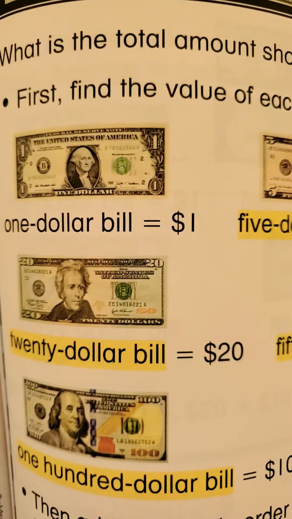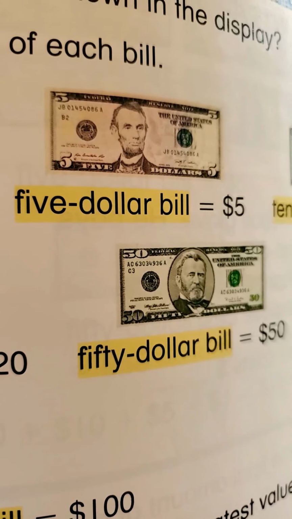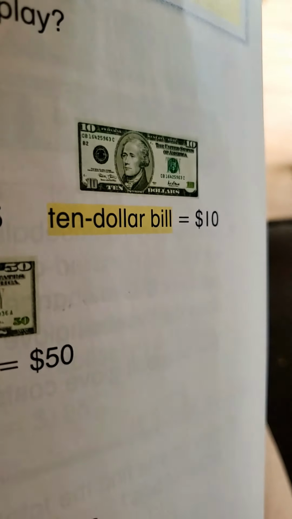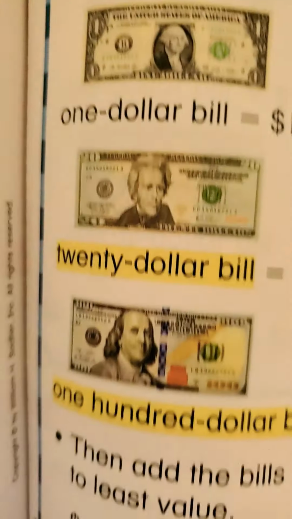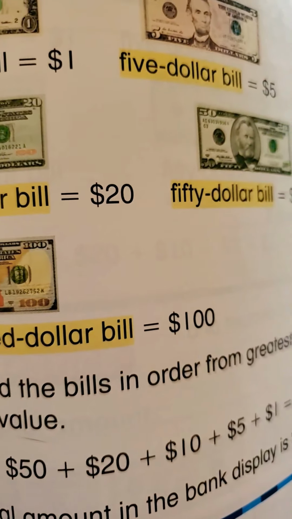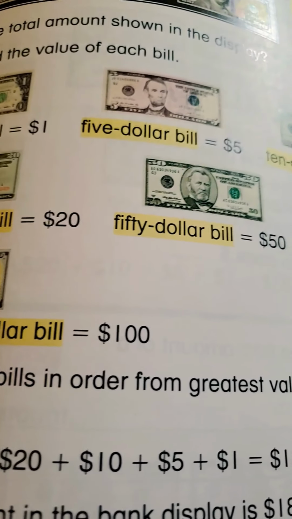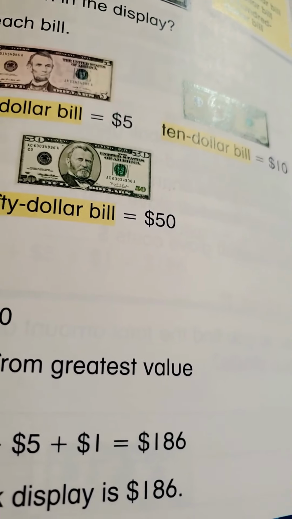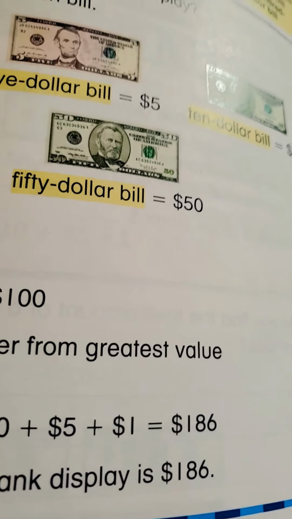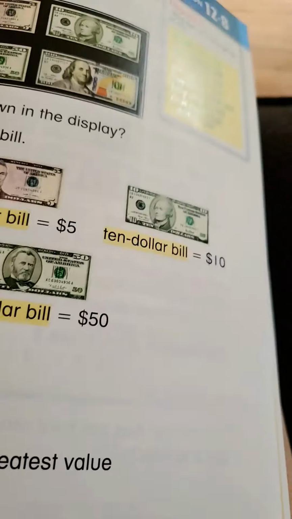First, you have to find the value. You have $1 plus $5, and look at the symbol for dollars, plus $10 plus $20 plus $50 plus $100. So you have to add them to find what the total amount is. 100 plus 50 plus 20 plus 10, 5 plus 1, and then you add it all together, and you're going to get 186. That's the total amount of that bank display.